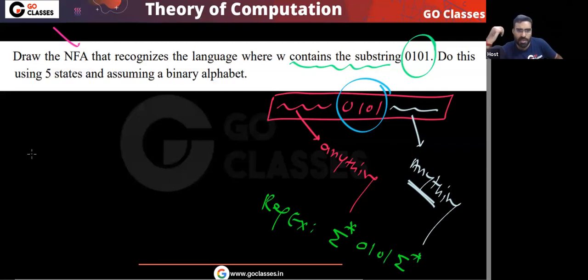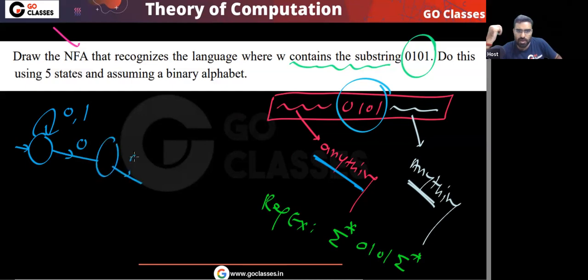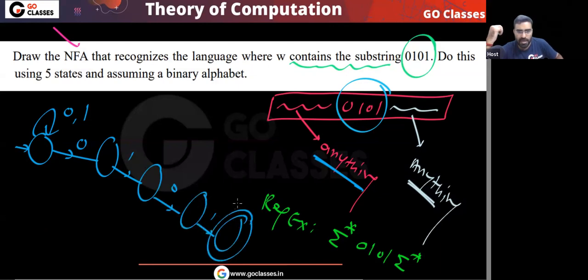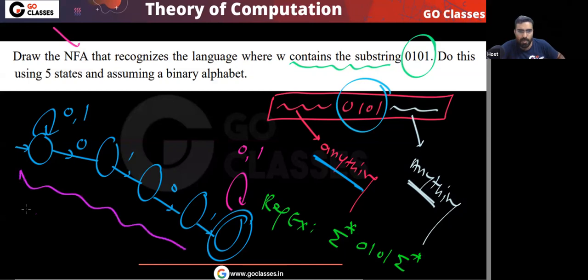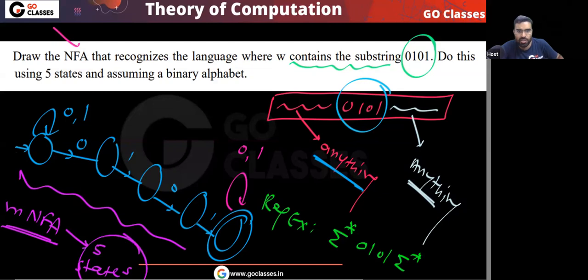Now you tell me what will be the NFA. The NFA is very simple. In the initial state, anything can come. Then 0 1 0 1 should come, and then anything can come. So this is your NFA. How many states? 5 states. So remember, this is your minimal NFA, and it has 5 states. Is this point clear?